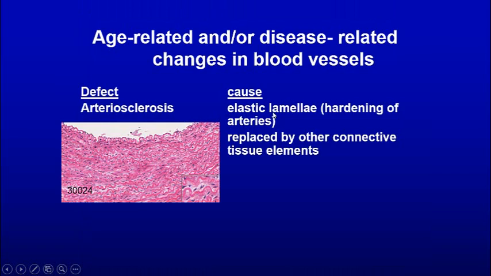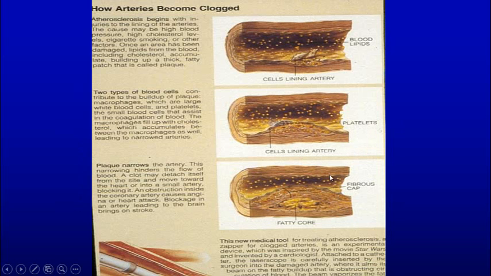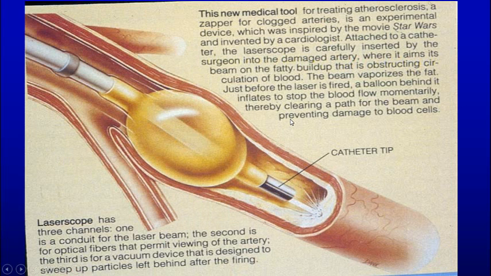Arteriosclerosis, hardening of the arteries, is where your elastic lamina is replaced by other connective tissue components that don't stretch, and so the artery can't stretch in that case. Atherosclerosis is patchy and irregular, in the intima, and causes heart attack, stroke, things like that. So you're clogging up the plumbing. And here you can see one of those plaques that is in there that could restrict the flow.